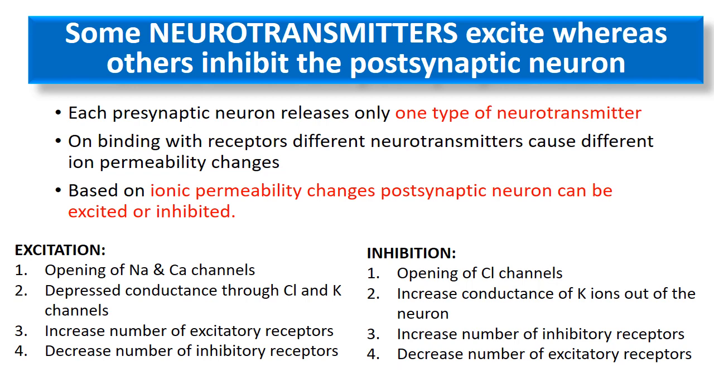Now, how does inhibition occur in the postsynaptic neuron? If a neurotransmitter is released from the presynaptic terminal and it opens the chloride channel, what will happen? The chloride influx will occur and cause more negativity. So such a neurotransmitter is an inhibitory neurotransmitter because it is opening the chloride channels. Moreover, if there is increased conductance of potassium, more potassium will leak out, the membrane will move away from the threshold and this leads to inhibition. Or there may be an increased number of inhibitory receptors or a decreased number of excitatory receptors. All these four factors will cause inhibition in the postsynaptic neuron.